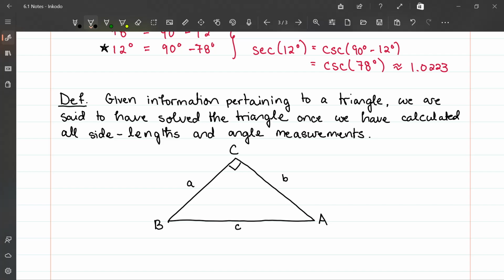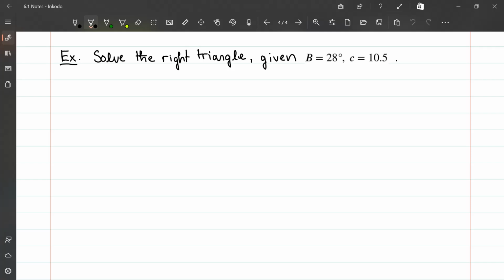Let's go ahead and try solving a right triangle. Moving to the next page, we have our example. Solve the right triangle given that big B is 28 degrees and little c is 10.5 units. It isn't specific about units, but remember, it is a measurement of length, so there should be units.